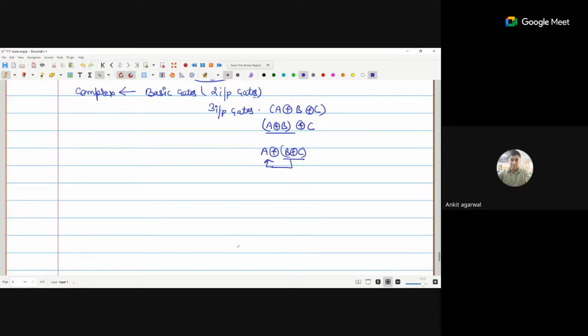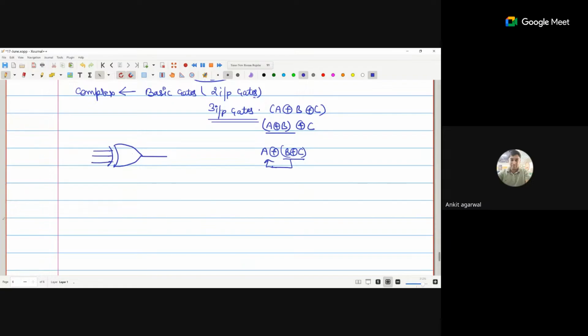Okay, sir. So if we are talking about the three input gate, that doesn't mean the three input gate is designed as a separate gate. It will only be the combination of two XOR gates in a cascade form to convert into the three input gate. So for the general representation, I should represent this as the XOR, and there are the three inputs.